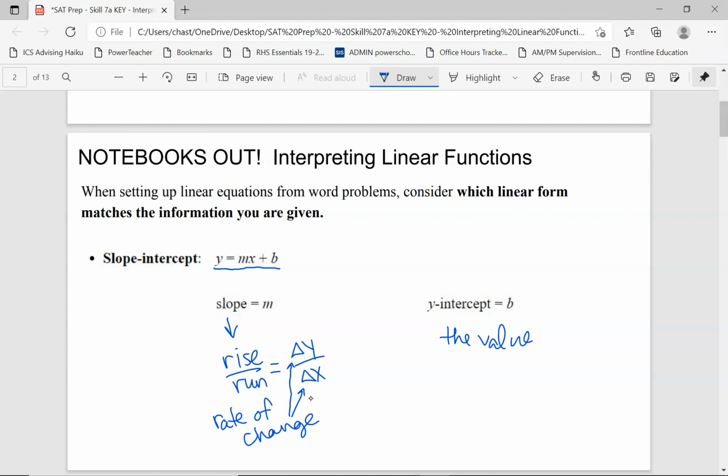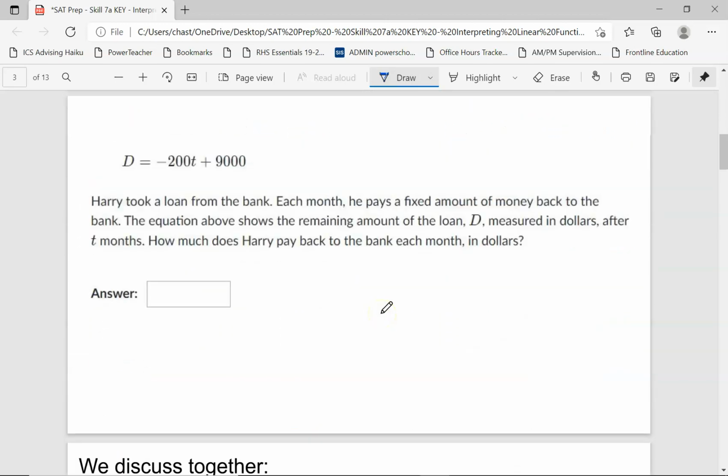Anyway, the y-intercept is the value that occurs when x equals 0. Okay, and you'll see that more in context in a little bit. All right, so let's take a look at this example.